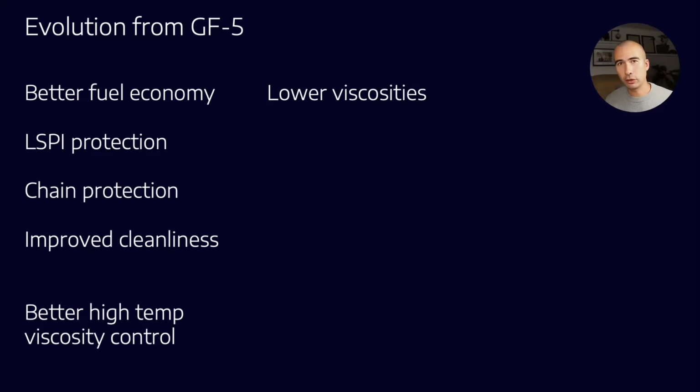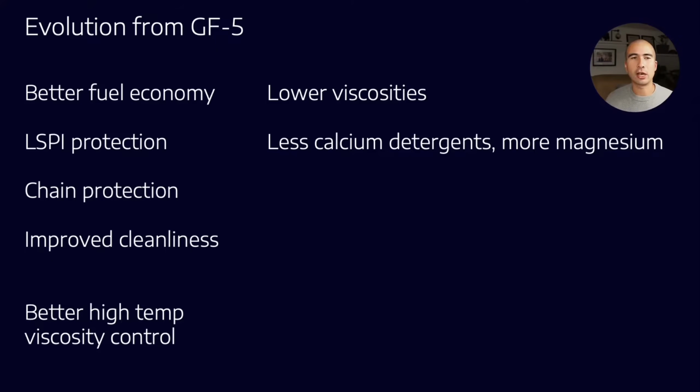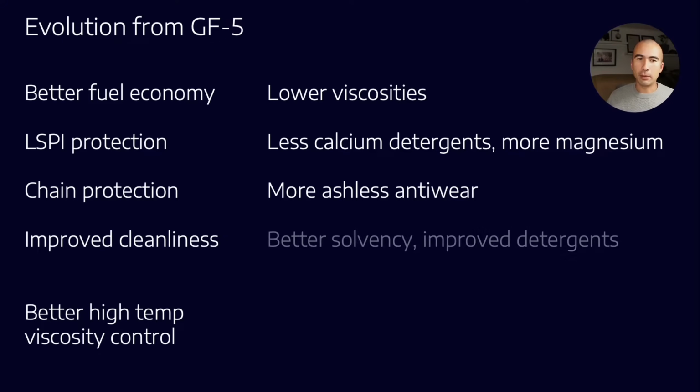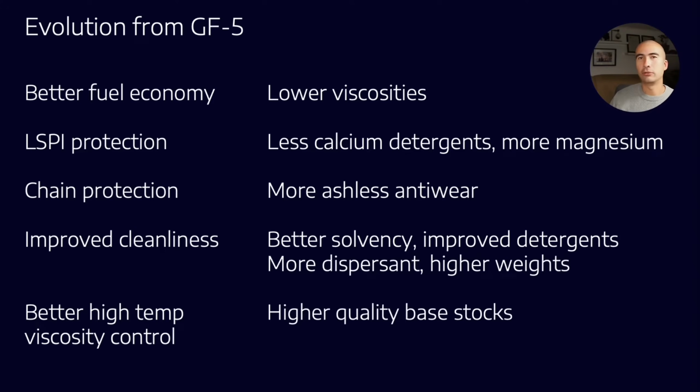Right? So better fuel economy, what does that mean for engine oils? Generally, it means lower viscosities. LSPI protection, and we'll get into this at another time, effectively means fewer calcium detergents and more magnesium-based detergents. It was found that calcium detergents are a likely contributor to the phenomenon of LSPI. Then we've got chain protection. Well, we need more ashless anti-wear for that. We can't just put more ZDDP into the system, because we then run into problems with the catalysts, right? So we have to use ashless anti-wear. Improved cleanliness means we're going to better solvency and improved detergents, and then better high temperature viscosity control, generally higher quality base stocks. And this general move and this sort of compression of base stock strategies towards more Group 2, Group 3 formulations is something that's been seen basically across the industry.